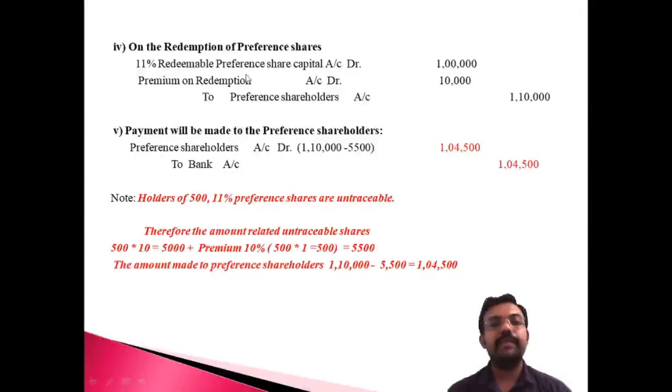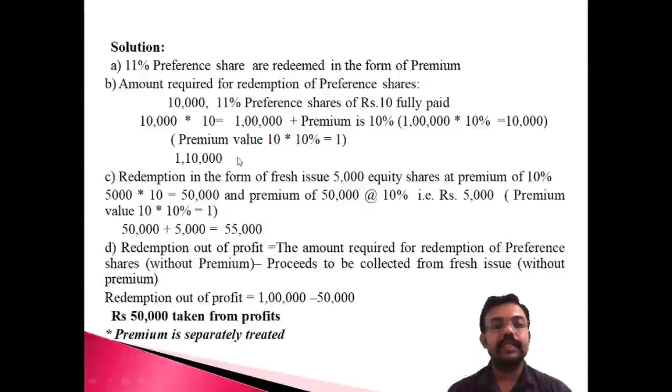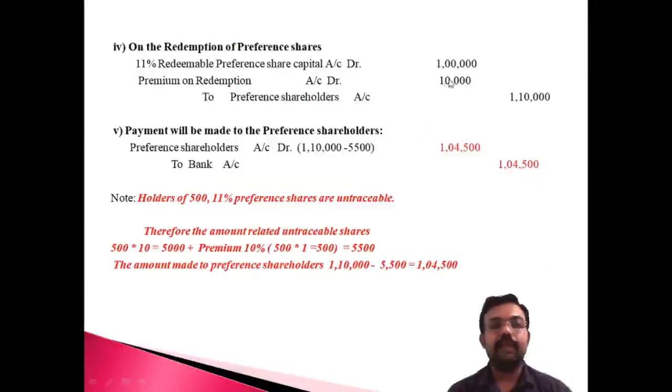So the amount of the preference share capital, that is the face value amount, is 1 lakh, and the premium amount is 10,000. So 1 lakh is from the face value point of view, and premium on redemption is 10,000, and to the preference shareholders is 1 lakh 10,000. That is the fourth entry on the redemption of the preference shares. And the last entry is the payment that will be made to the preference shareholders.